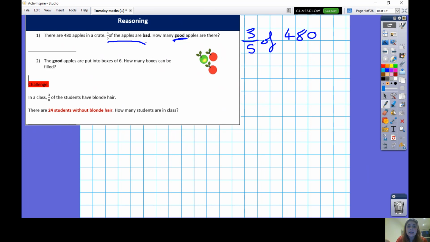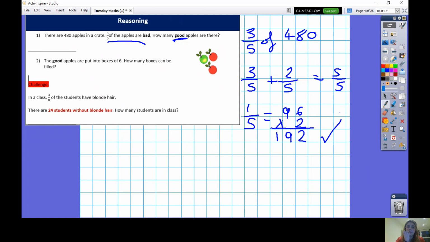Or you could have skipped that step and said, right, if 3/5 of the apples are bad, I know in total I'll have 5/5. So that means 2/5 of them must be good. You could have then just jumped straight to finding 2/5. To find 1/5, divide by 10 and then times by 2. 1/5 then is 96. And then from there, if I'm looking for 2/5, I would just do 96 multiplied by 2, which would give me 192. 192 of the apples are good apples.